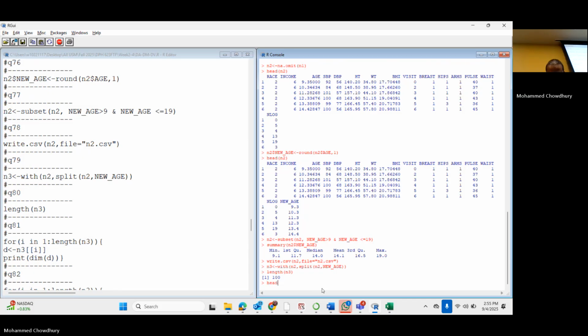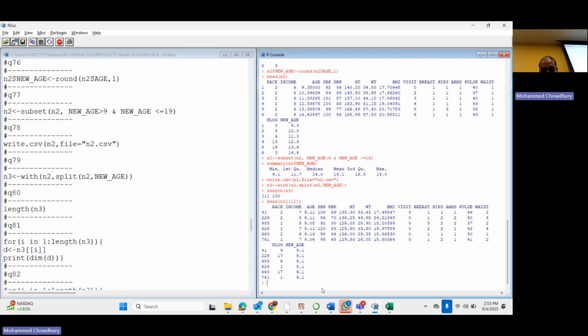Head and 3. This is the first data. I write here head, N3, double square bracket, 1, and then close the parenthesis. I got the first data corresponding to age 9.1, right? Are you seeing all age is 9.1? So I got the data for age 9.1.